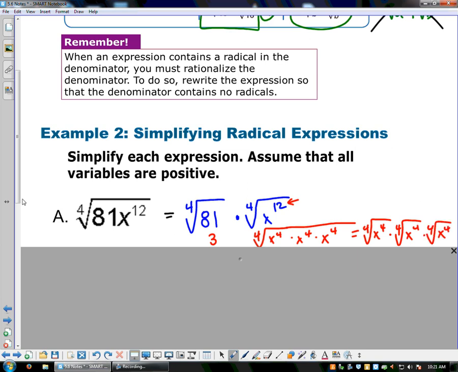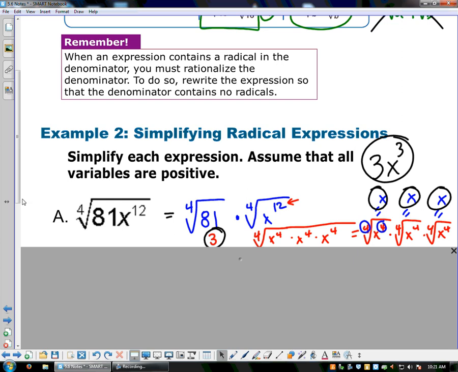And each one of these, the index matches the exponent, so they're kind of canceling each other out. Just like the square root of something squared, the square rooting and the squaring cancel each other out. Same thing here. 4th rooting and raising something to the 4th cancel each other out. So that's just equal to x. This is just equal to x. This is just equal to x. So our final answer, don't forget about this 3 here, is going to be 3 times x times x times x. So this is going to be 3x cubed.